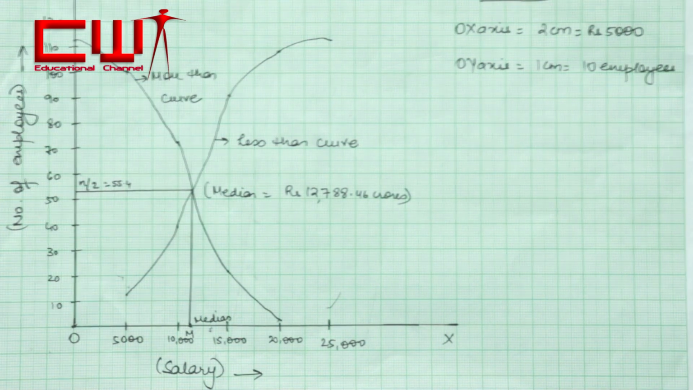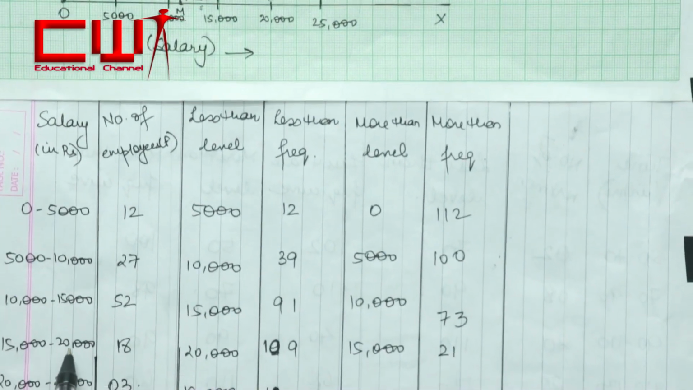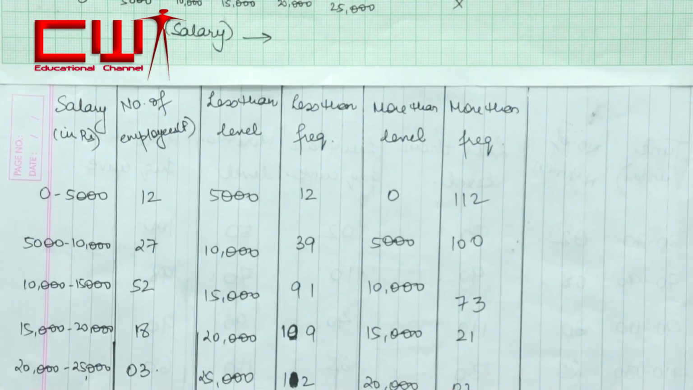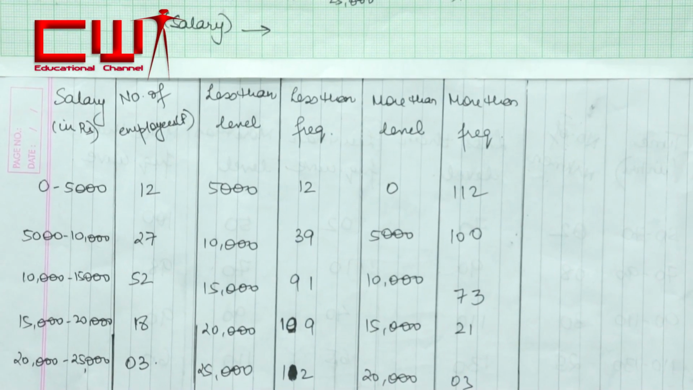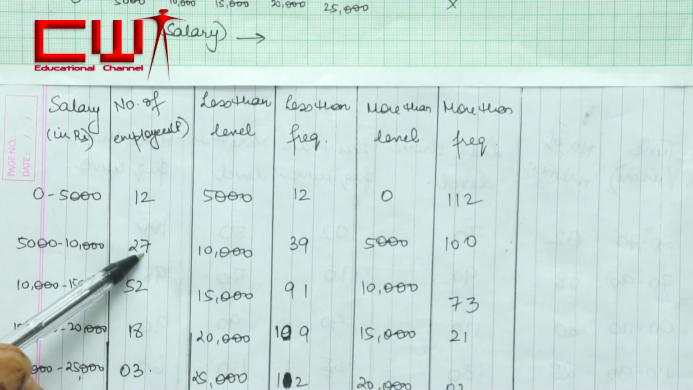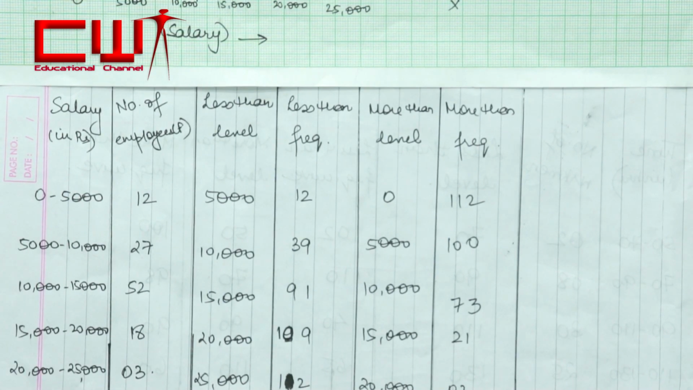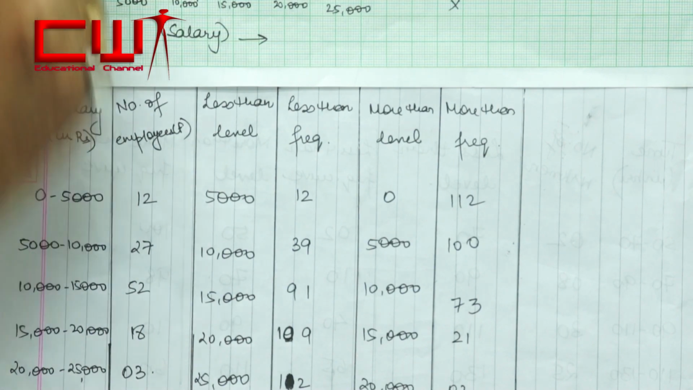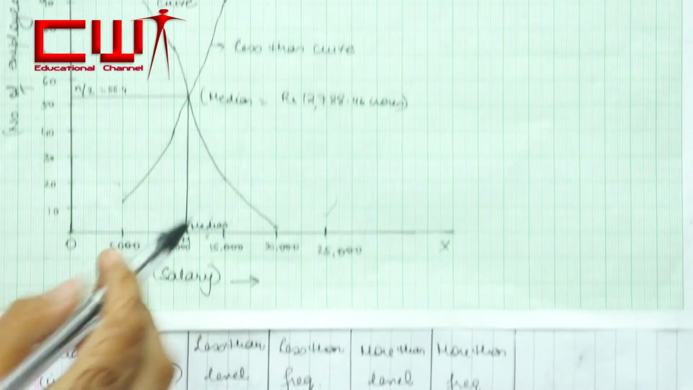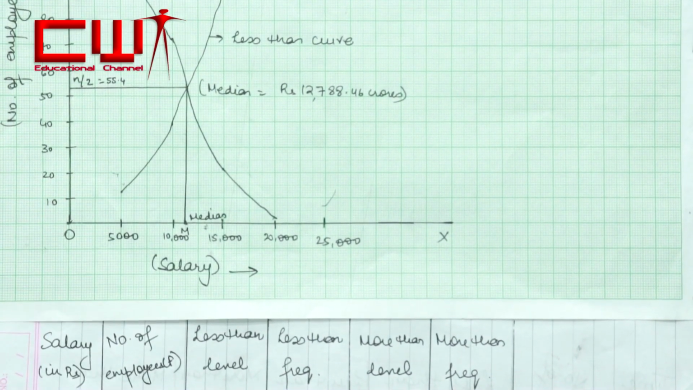Your first column is salary 0 to 5,000, 5 to 10,000, 10 to 15,000, 15 to 20,000, 20 to 25,000. This is the difference that is given to you. The next is number of employees, that is the frequency given to you: 12, 27, 52, 18 and 3. You have to find out less than frequency and more than frequency, where the curves meet is known as the median. Where the less than and the more than curve meets, that point is known as the median.